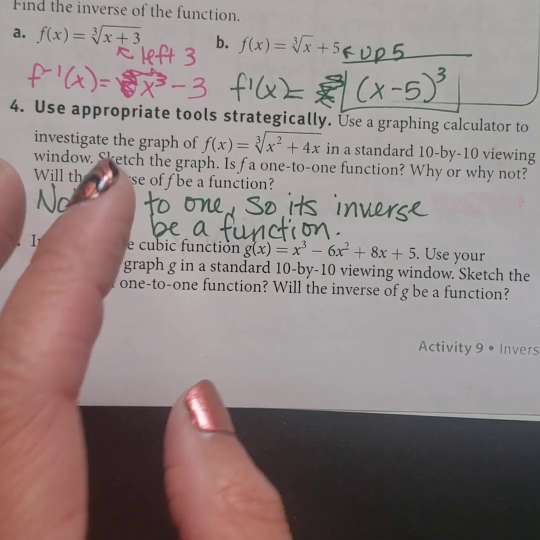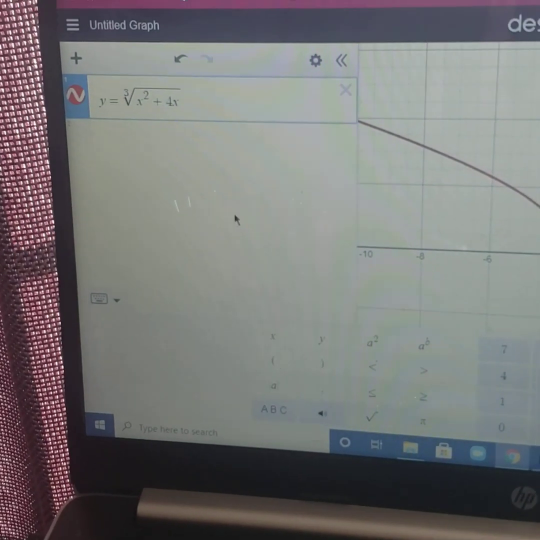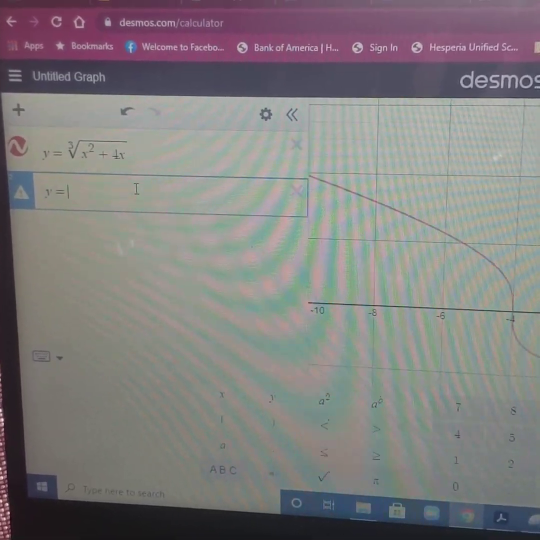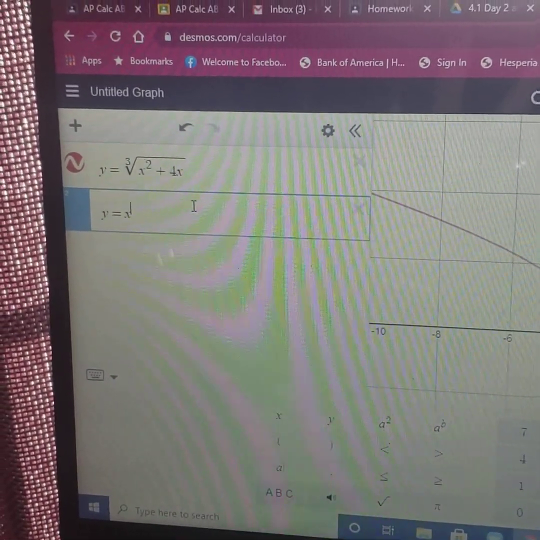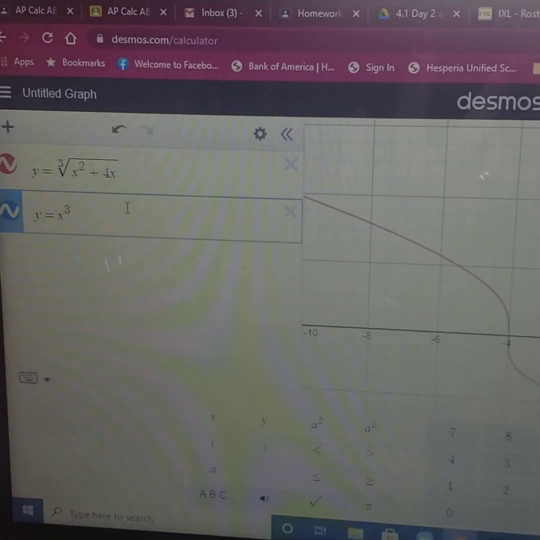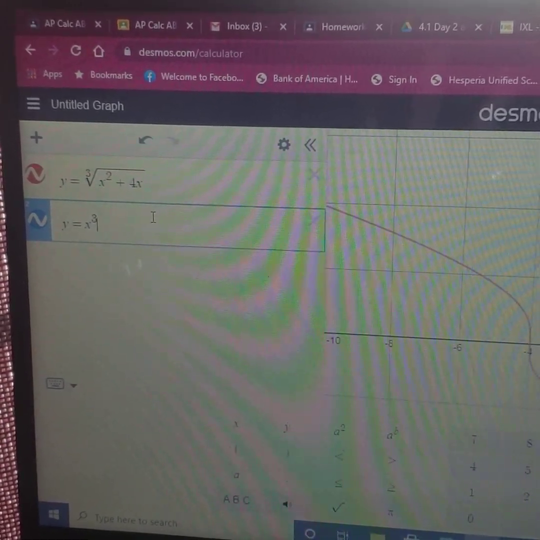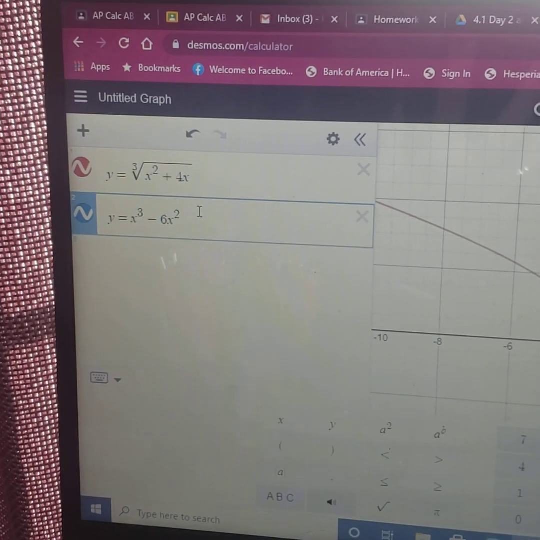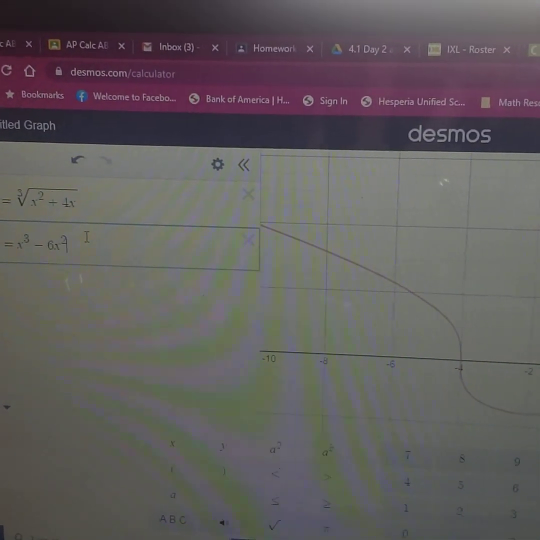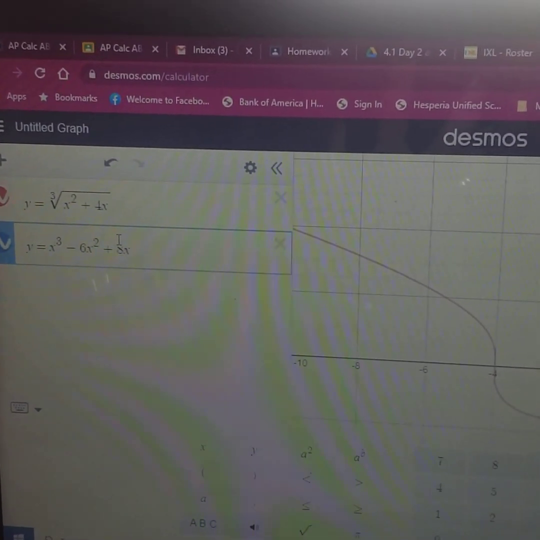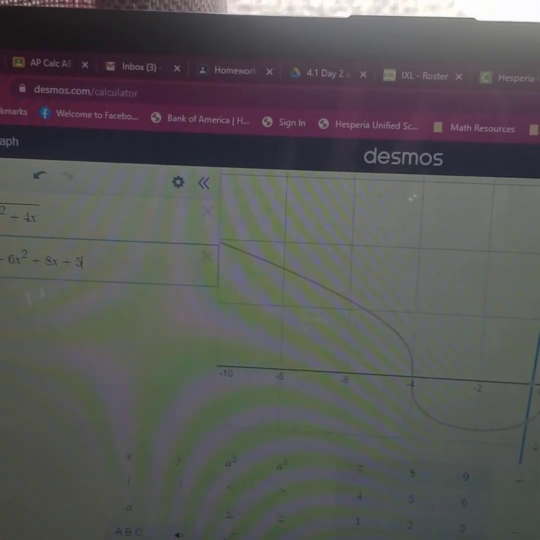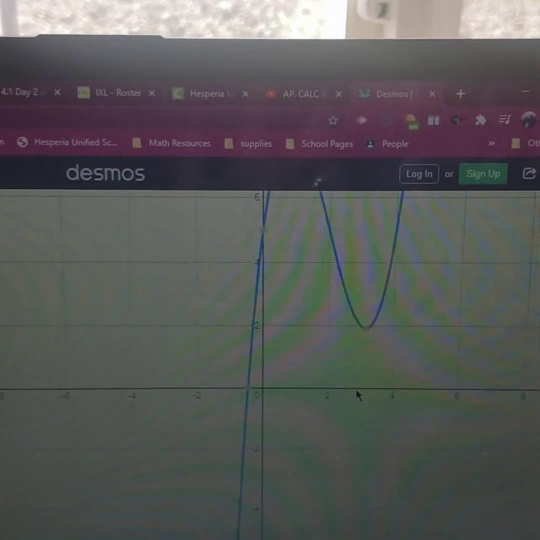All right, let's try it. So I'm going to grab my phone again. It's actually my husband's phone because my phone's uploading videos. So y equals x cubed minus 6x squared, plus 8x, plus 5. And can I make this one not show? Yes, I can. Just click on it.